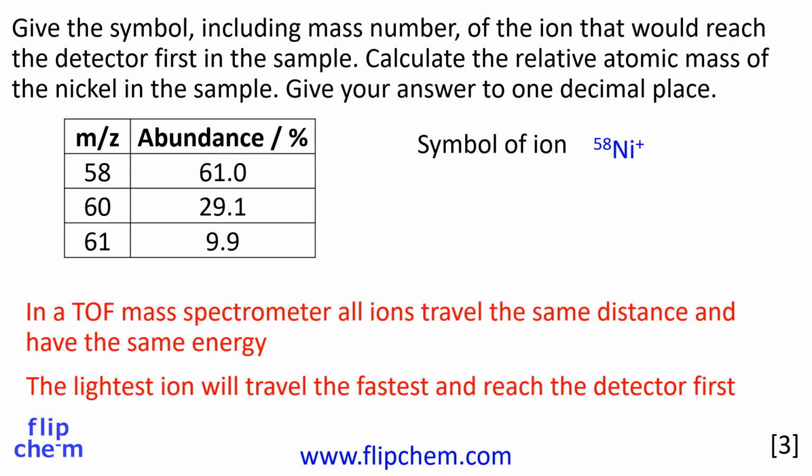In a TOF mass spectrometer, all ions travel the same distance and have the same energy. The lightest ion will travel the fastest and reach the detector first. Don't forget to include the mass and the charge of the ion.